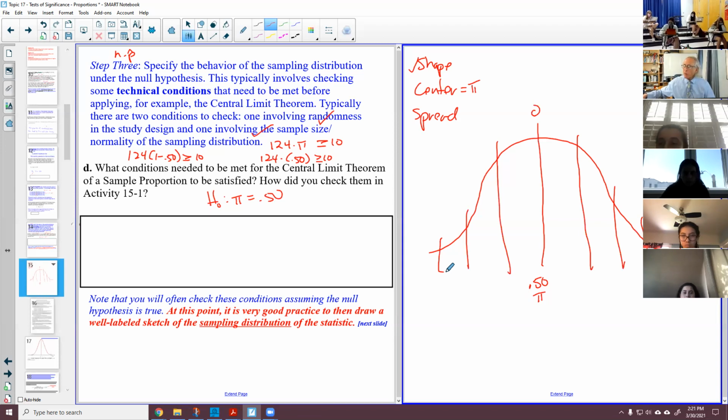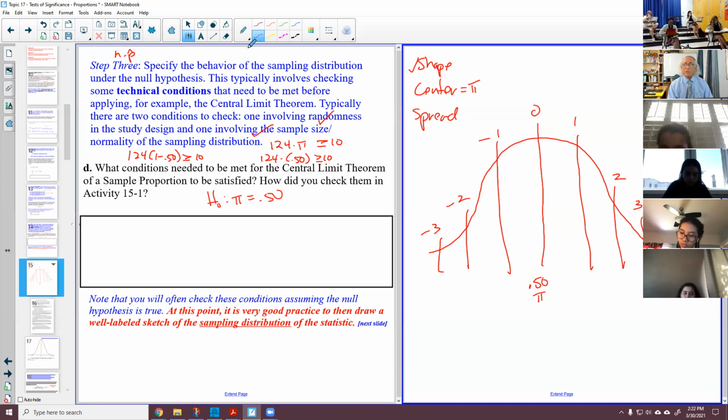Somebody's got to tell me, how do I figure out my spread here? How do I figure out the spread? Sylvia, do you know how I figure out the spread? Are you going to have to figure out the z-score? No, not z-scores yet. Is it the standard deviation of the population? Yes. I need to figure out the standard deviation.